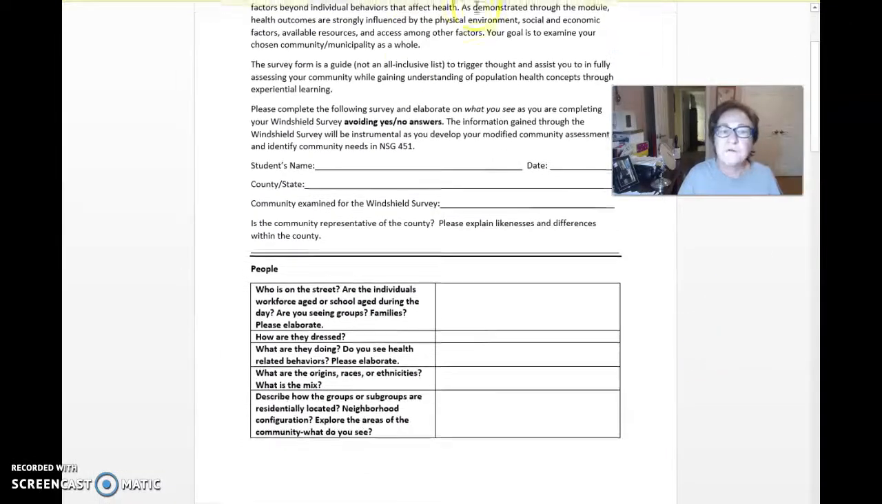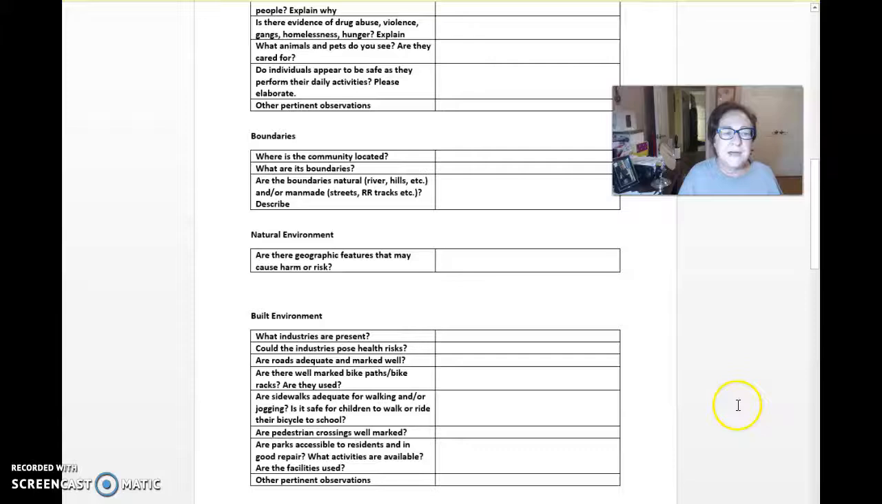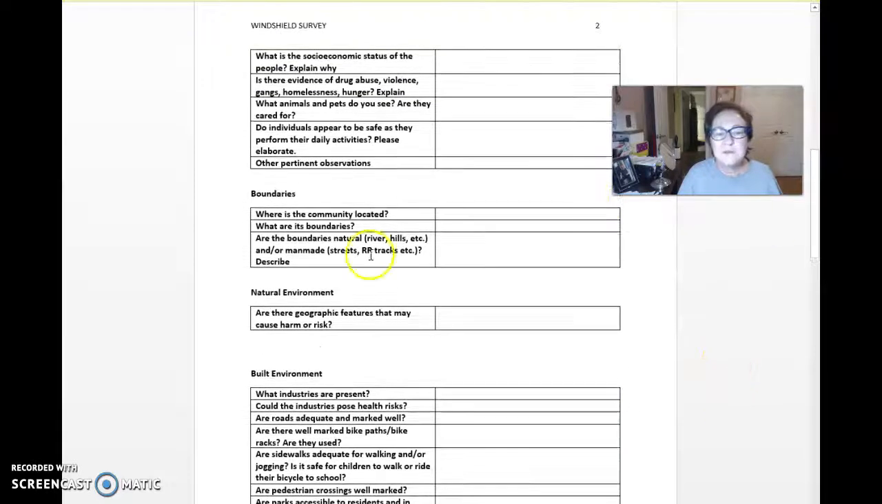So I went over the people last week. Now you're going to look at boundaries. Where is the community located? For example, Alton is a city of so many thousand people in Madison County in Illinois. If you Google your town, it'll give you the geographical boundaries. Are the boundaries natural, like rivers and hills, or man-made?